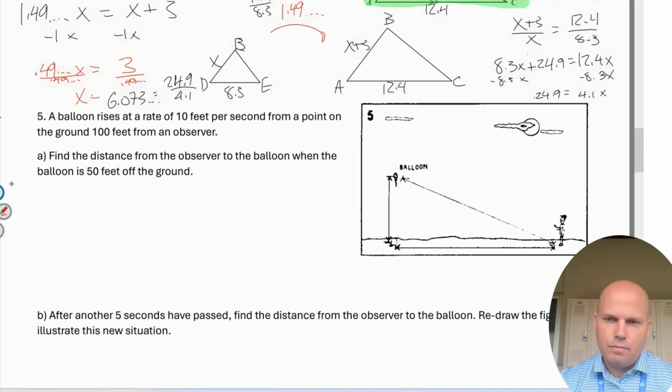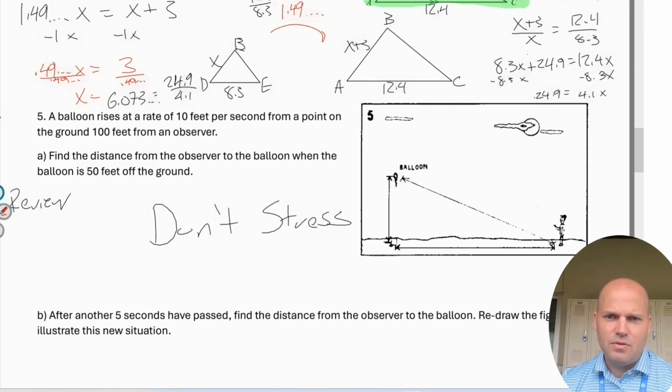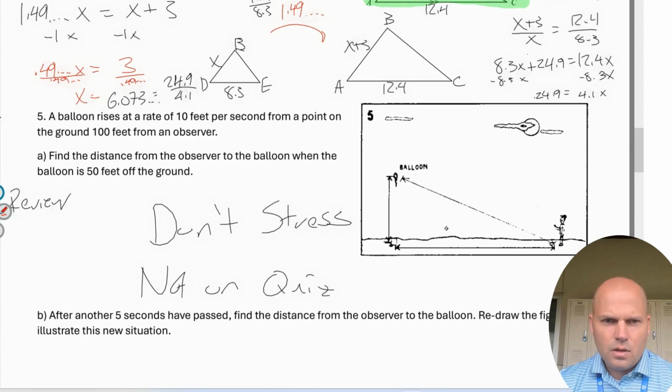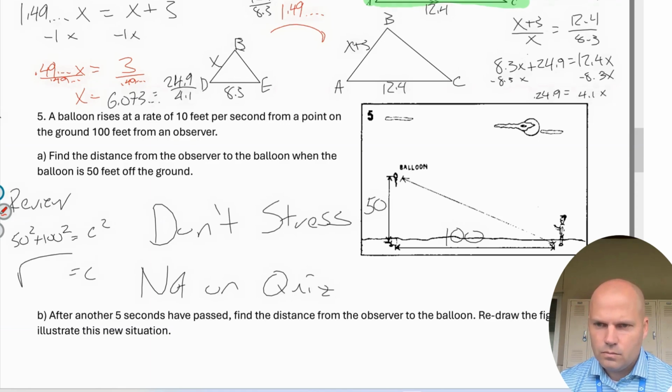This is just review. It's not really similar triangles. I don't want you to stress about this problem. It is not something that you need to worry about on the quiz. This is 100. This is 50. What is this? You just use the Pythagorean theorem. 50 squared plus 100 squared equals c squared. And you get your answer, whatever this is.